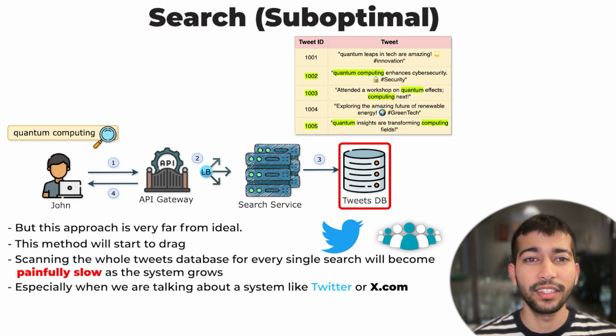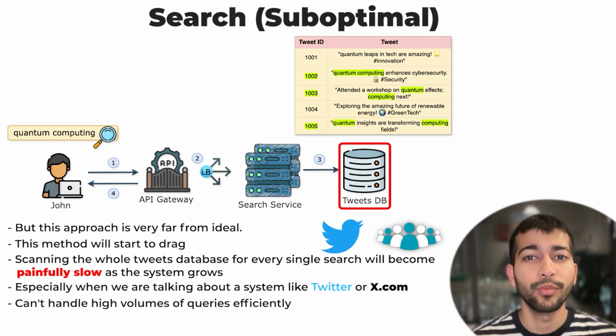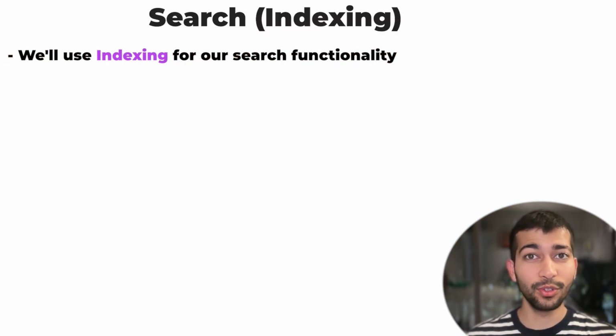It's clear that this design can't handle high volumes of queries efficiently. Time to optimize this in the next one. Let's move on to optimize our high-level design. We'll use indexing for our search functionality.